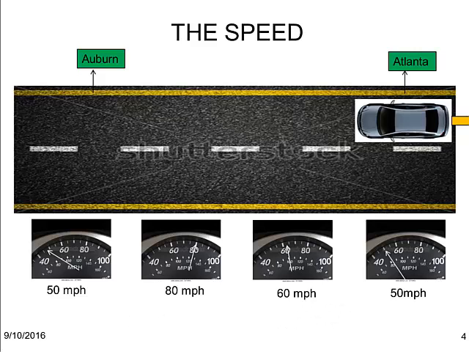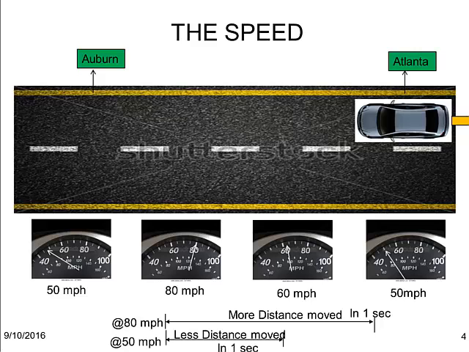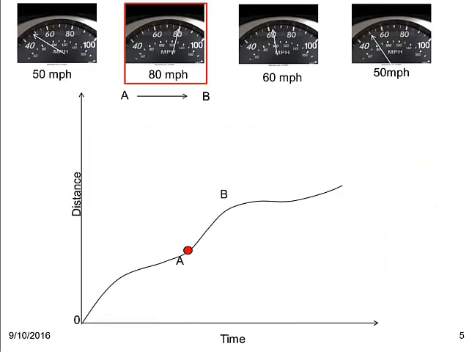If the indicated speed is higher, then the amount of distance you travel in unit time will be more. On the other side, if the indicator shows a lower speed, the distance you move will be less in a unit amount of time. Now let us consider motion of the car when the speed is not uniform.